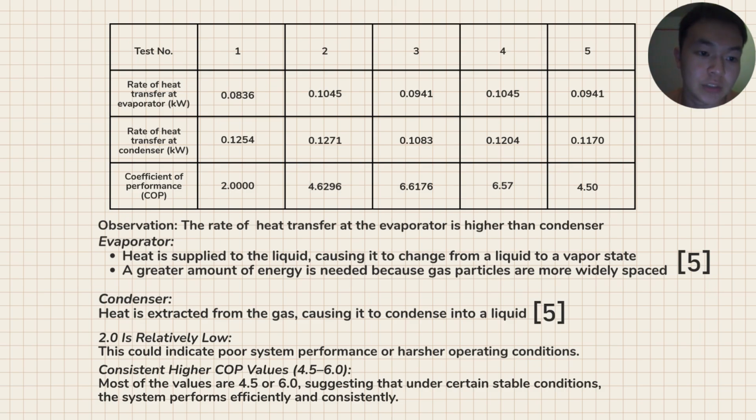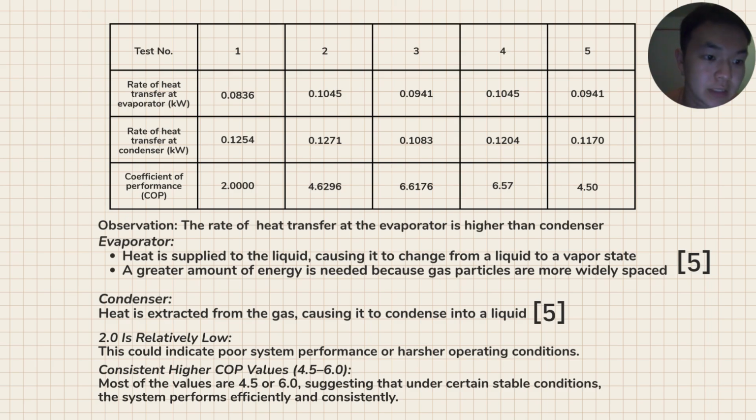This is because at the evaporator, heat is supplied to the liquid, causing it to change from a liquid to a vapor state. A greater amount of energy is needed because gas particles are more widely spread. And for the condenser, heat is extracted from the gas, causing it to condense into a liquid, which you can refer to in reference number 5 in the reference part.